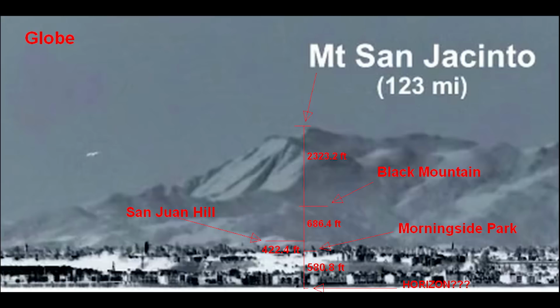From the horizon to Morningside Park obstructs 580.8 feet of San Jacinto. From the top of Morningside Park to the top of San Juan Hill obstructs 422.4 feet of San Jacinto. From the top of San Juan Hill to the top of Black Mountain obstructs 686.4 feet of San Jacinto. This leaves 2,323.2 feet of San Jacinto unobstructed and visible according to the globe.